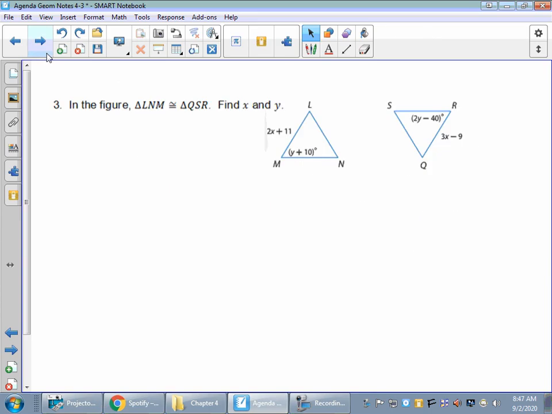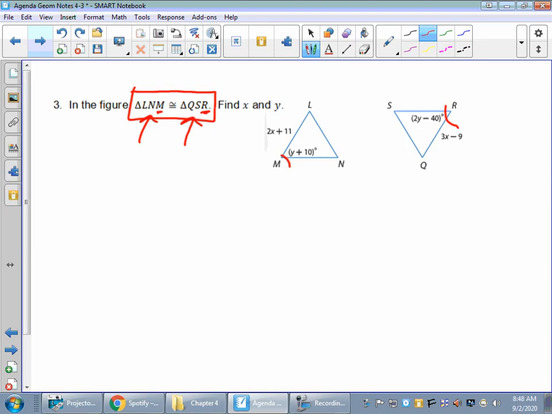All right, the next one. We're going to let you work on this on your own, but remember that they're giving you the figure that triangle LNM is congruent to triangle QSR. So find x and y, the same way you did number 2. You're going to look at these corresponding statements and say, all right, what is this angle equal to? So pay attention to the corresponding sides. What angle would M be equal to? Well, M would have to be equal to angle R here, right? Because M is listed third, R is listed third. So you can find that for y, and then which sides match up for the x's.